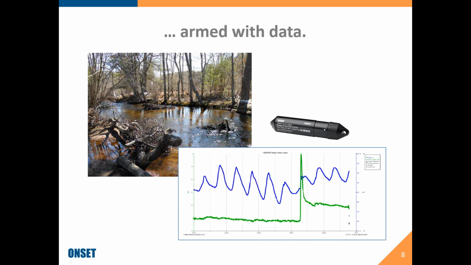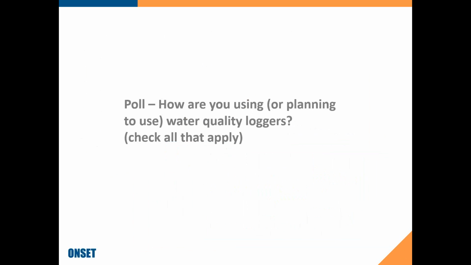So one of the keys to them doing their work is to be armed with data. If you don't have information on what's happening, it's hard to make decisions and hard to make improvements that help to make for a better environment for the brook trout. So data was a key part, and that's where we at Onset Computer and our HOBO data loggers can help, and we want to be part of the solution. So to start out, I just want to get a sense for where all of you are at.